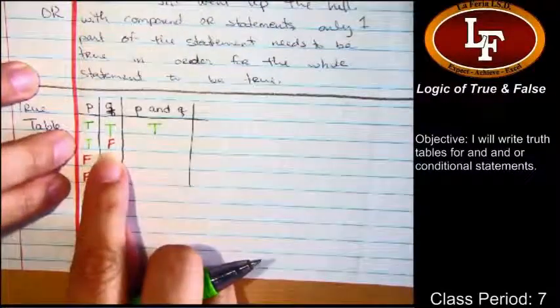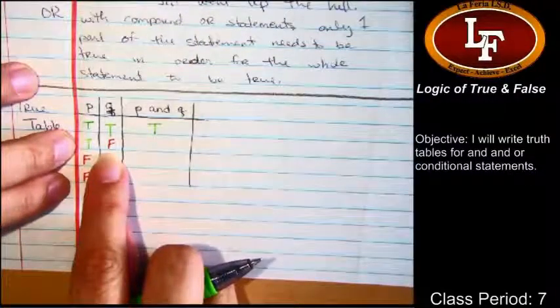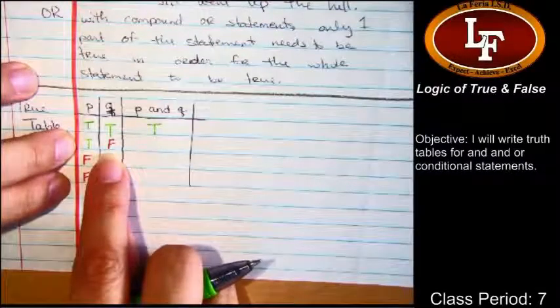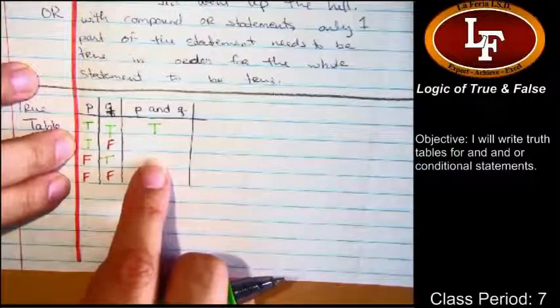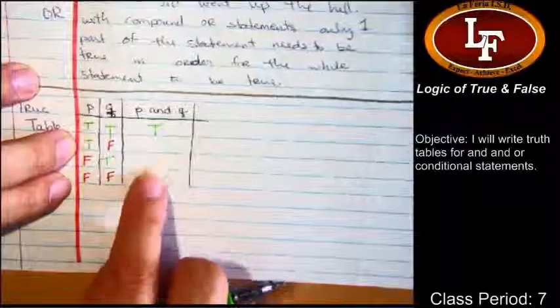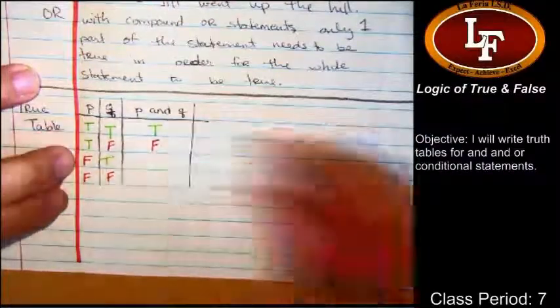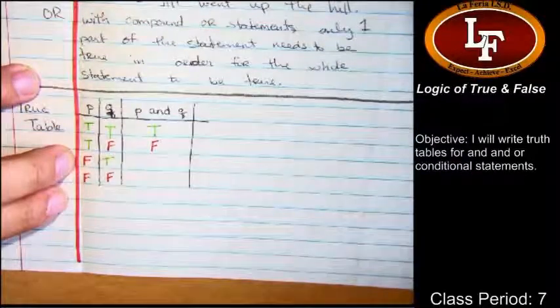On the second one, P is true. The first statement is true, but Q, the second statement, is false. The whole statement, P and Q, first statement and second statement, true or false? False. Because I don't have both of them true. It's only true if they're both true.